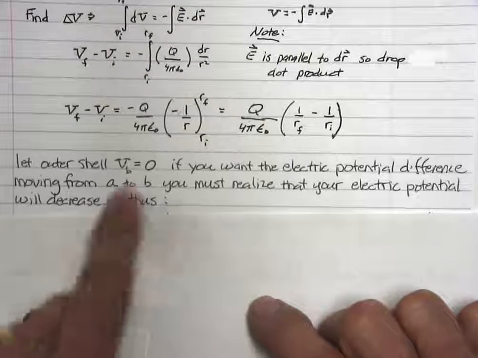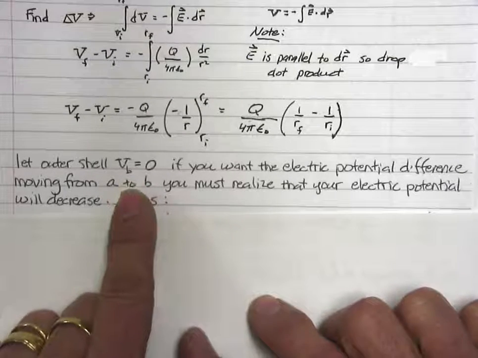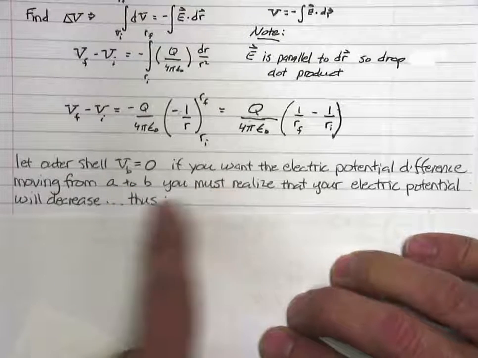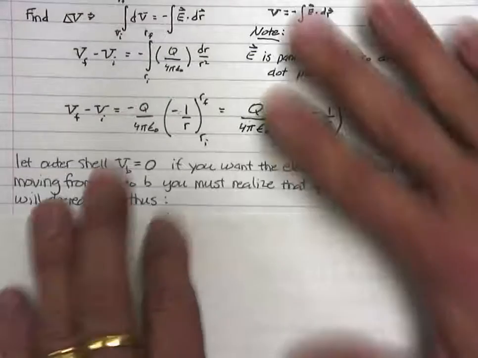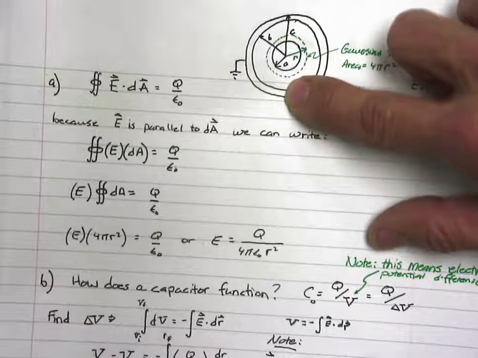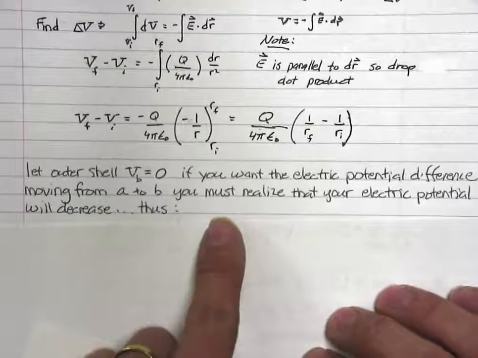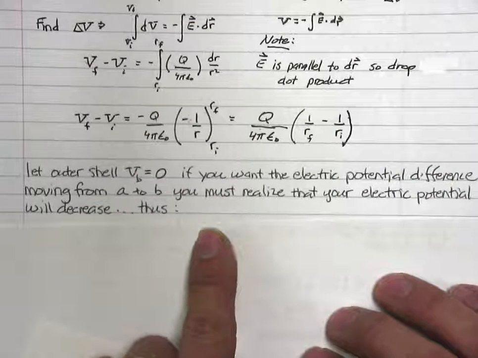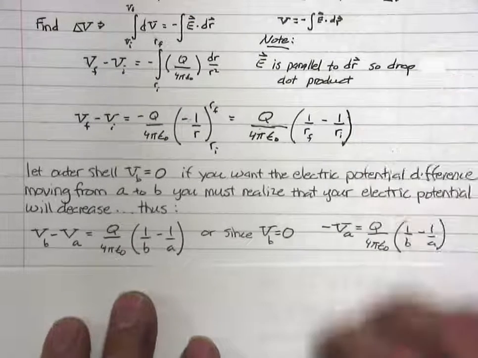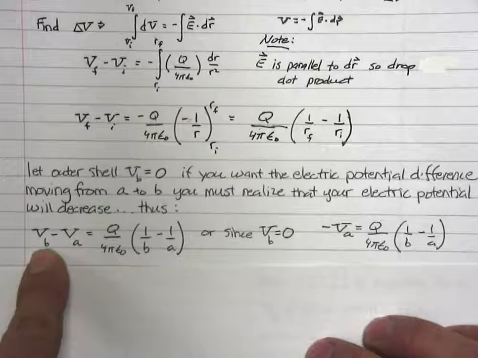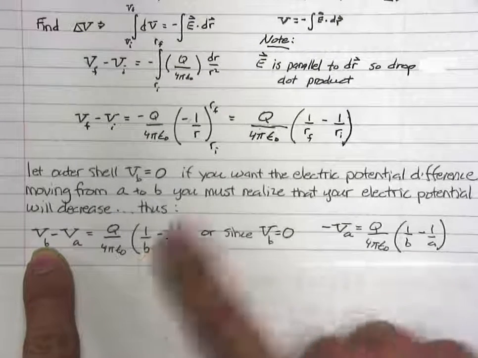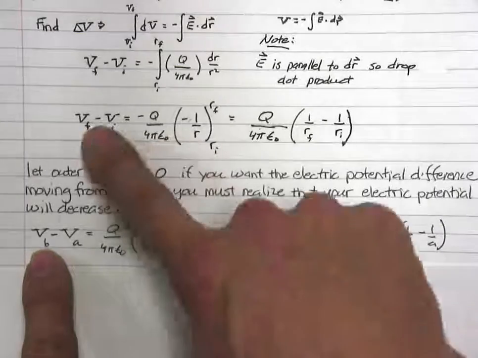So if we let the outer shell have an electrical potential equal to 0, and you want the electrical potential difference moving from A to B, in other words, we're going to go from here out to the shell, you must realize that the electrical potential will decrease. So let's start plugging in some values here. This is our final electrical potential. This is our final position. So this is what we're doing here.